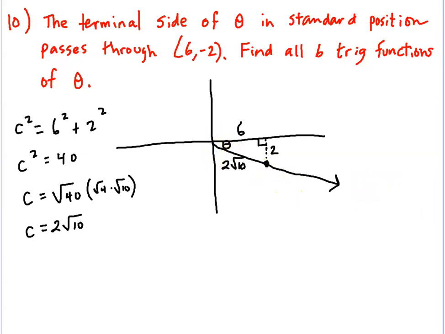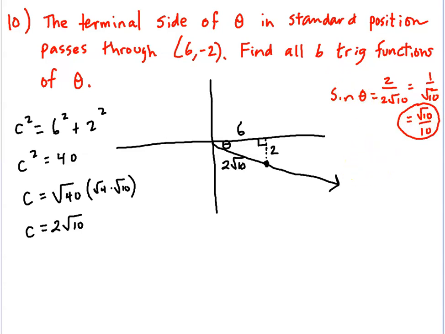And now we can run through our 6 trig functions of theta. So we'll start with sine. Sine is opposite over hypotenuse. The 2's would cancel. So it's 1 over the square root of 10. And then you always rationalize the denominator. So you multiply by root 10 on the top and the bottom. So that's going to be root 10 over 10. So there's your value for sine.